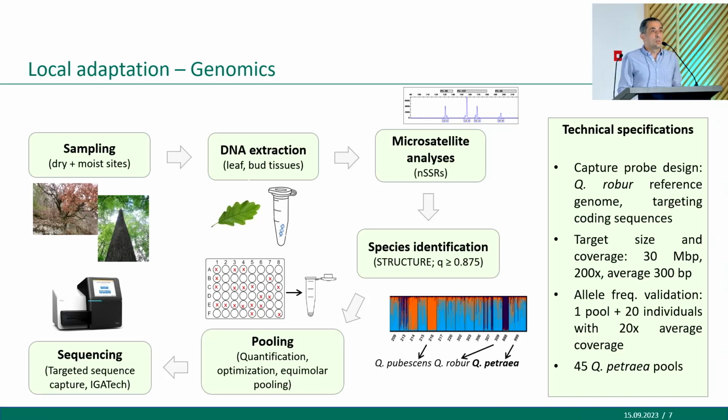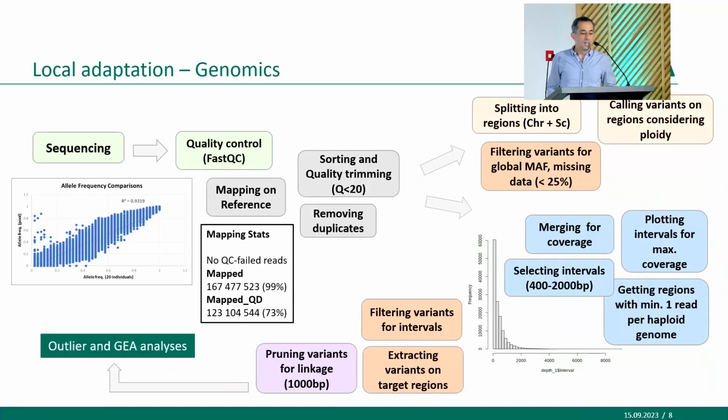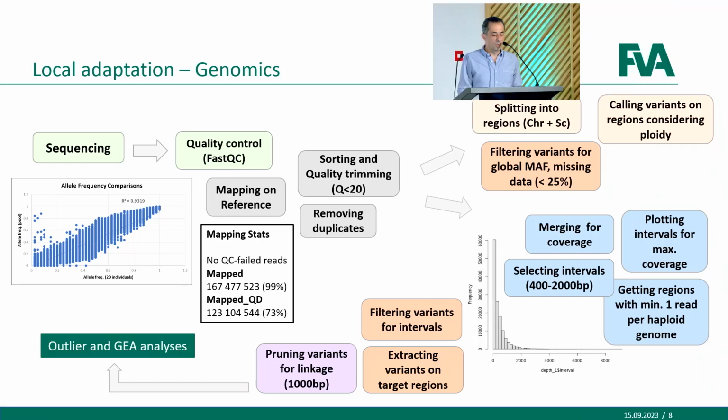In order to confirm that our pool-seq approach works well, we carried out a validation experiment where we both individually sequenced two populations, and we also carried out pool-seq and compared the estimate of allele frequency. And as you can see here, this was quite successful. We had a coefficient of determination of 0.93. This compares the frequencies measured by individual sequencing versus those frequencies estimated by pool-seq.